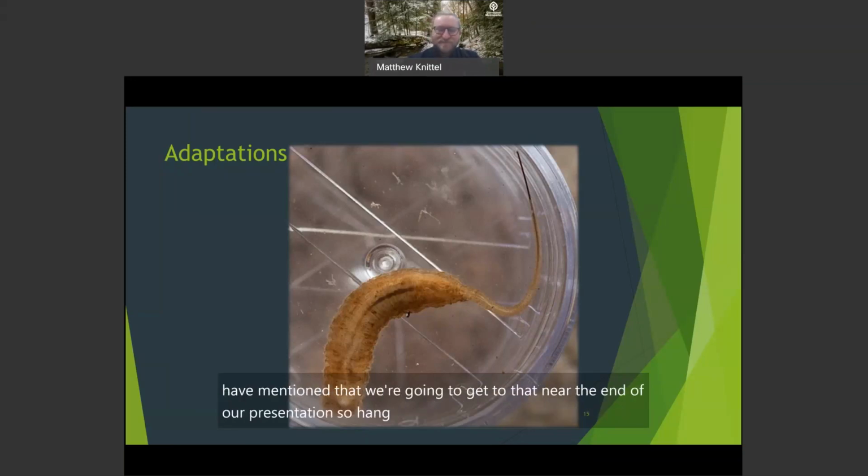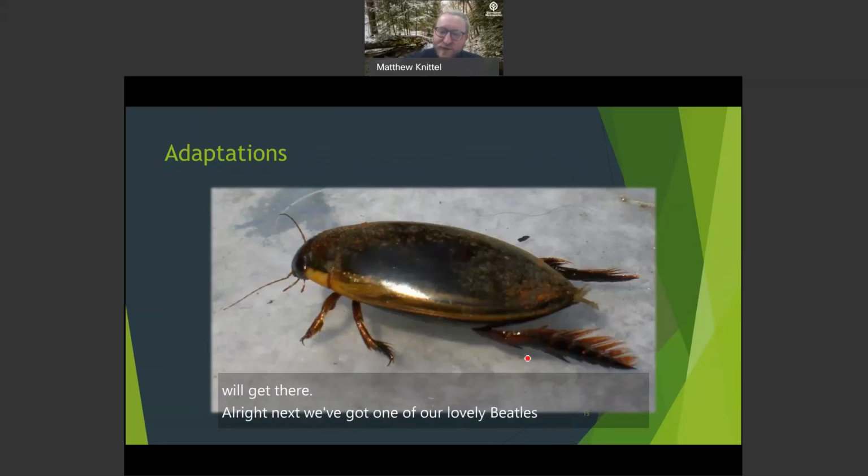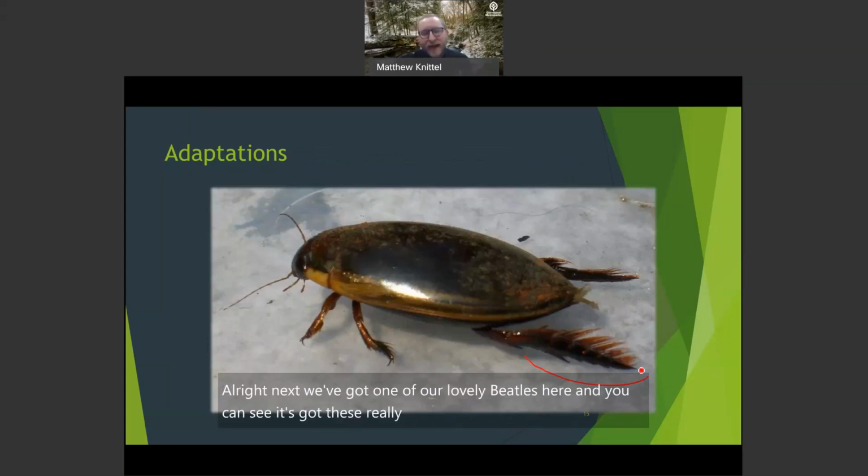All right, next we've got one of our lovely beetles here, and you can see it's got these really large flat paddle-like hind legs, and that's really going to allow it to shoot through the water really quickly. A lot of these beetles are predaceous, so they're going to be chasing after other macroinvertebrates to consume, and they need to be able to move really quickly and make sharp turns. By having those really large paddle-like legs, it's going to help them move a lot faster through the water.